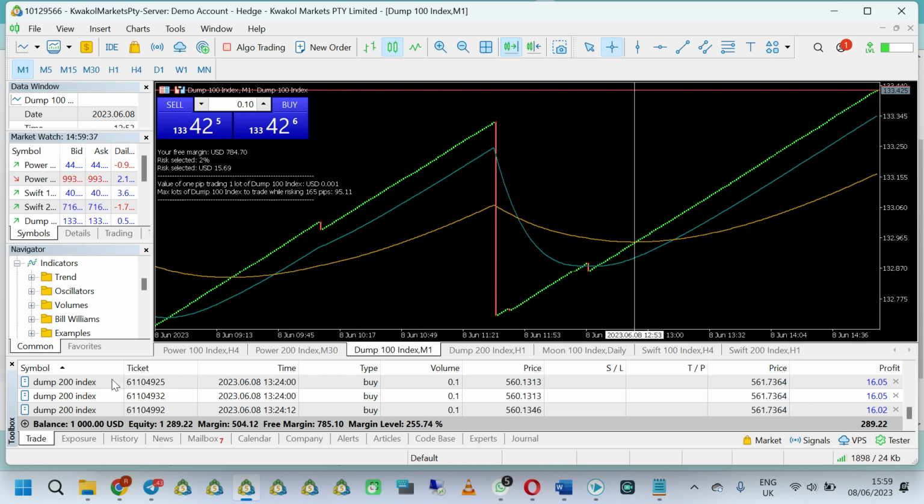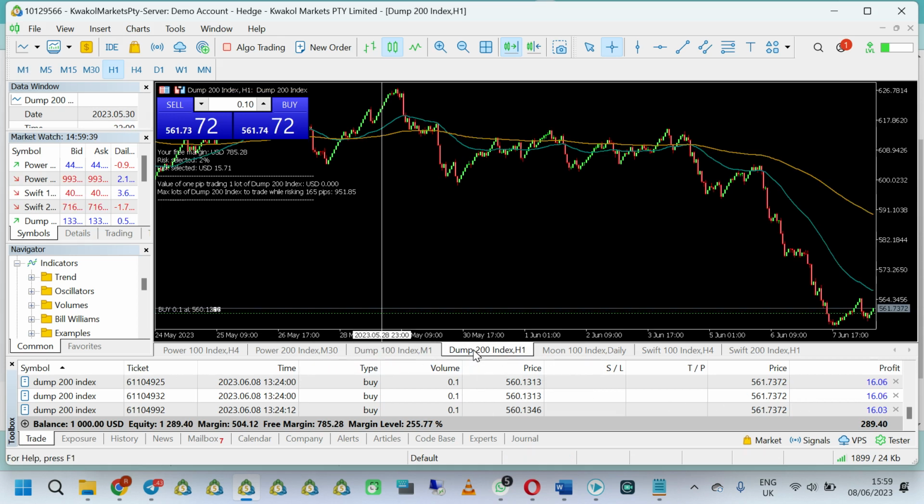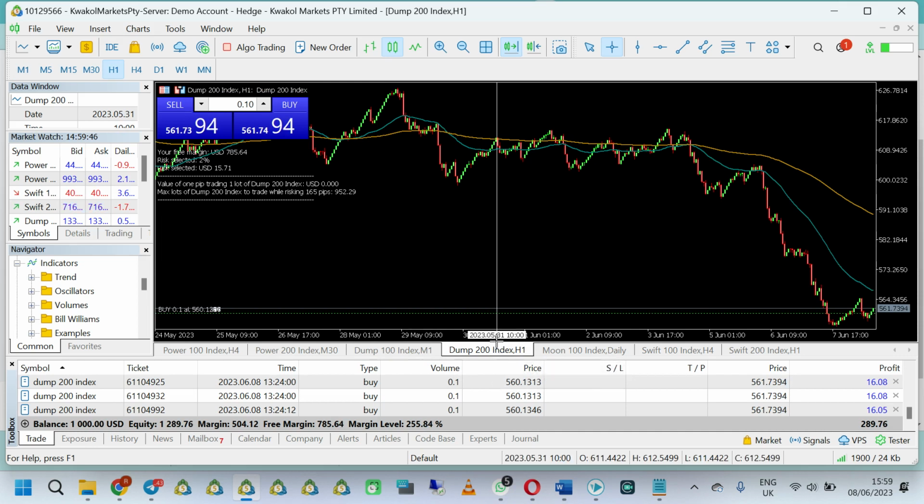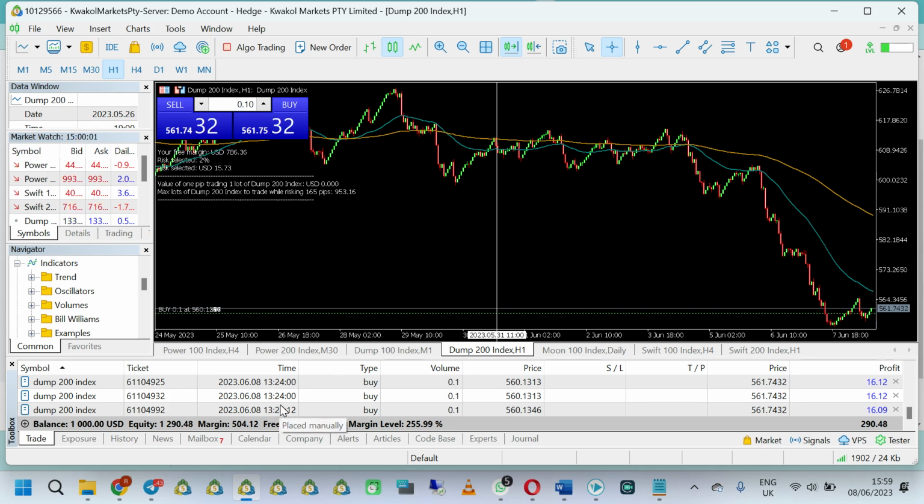Now, if you see, the running trade is on Drop 200 currently. Drop 200 looks faster than Drop 100. The spike we achieve on Drop 200 faster will not be the same on Drop 100. I need to say that. So for instance, this has actually been running for just about 1 hour plus.